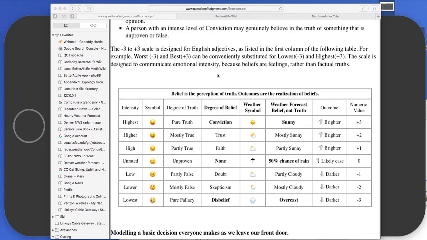This video is about degrees of belief. So what's the difference between a degree of belief and a degree of truth? Well, evidence is what distinguishes a degree of truth from a degree of belief.